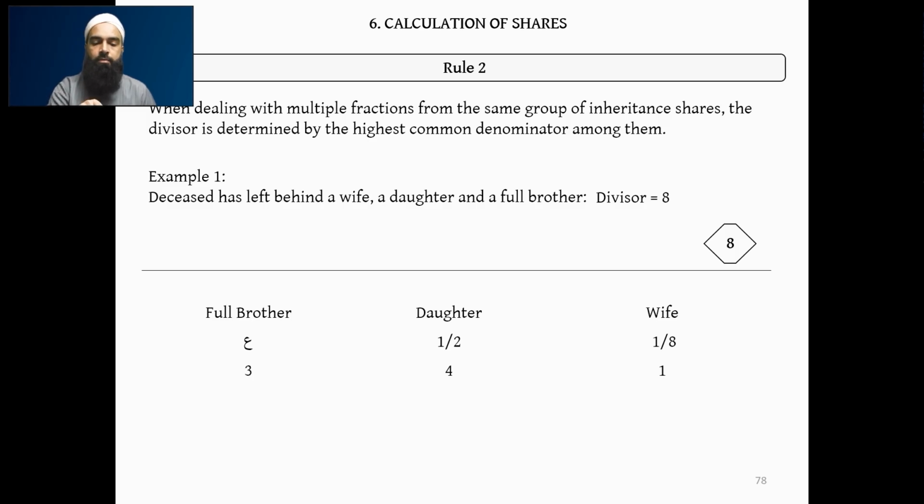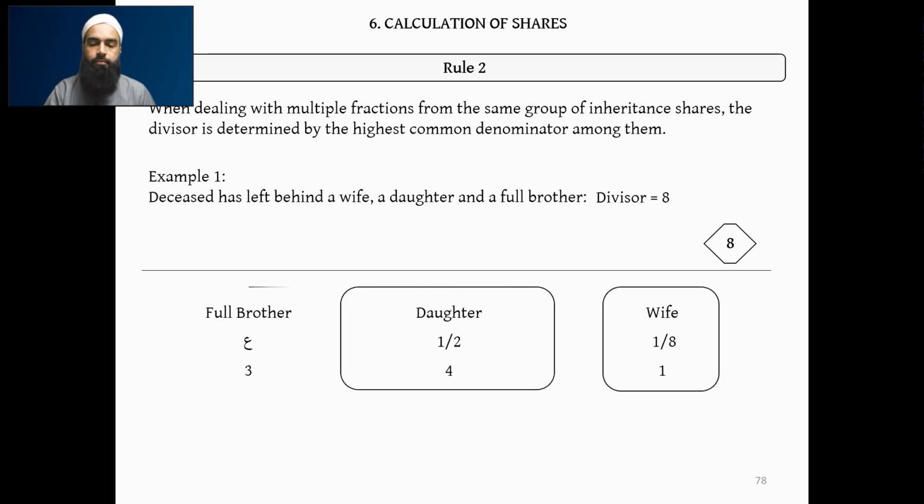And then we add that up. 3 plus 4 plus 1. We add it up, and it should add up to 8. So that was the last step that we do. So here we go, these are the shares that have been given out. The total would be 8. So this is rule number 2 in essence, where there are multiple fractions from the same group, we use the highest fraction, highest denominator. It's very easy to understand, I'm sure.